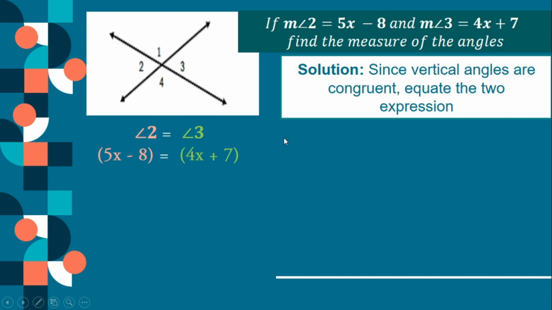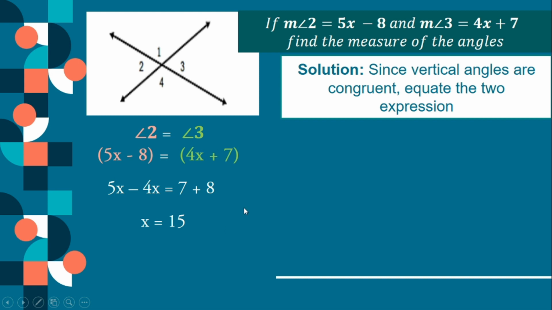Then, simplifying this further, combining like terms, magiging ganito siya. 5x minus 4x is equal to 7 plus 8. So, 5x minus 4x, that is equal to x. The 7 plus 8, that is equal to 15. But wait, hindi pa yan yung ating values ng mga angles. We will substitute that 15 sa ating x.